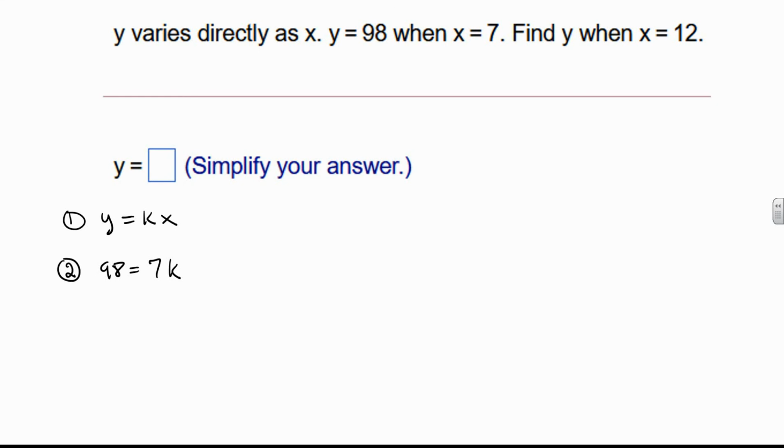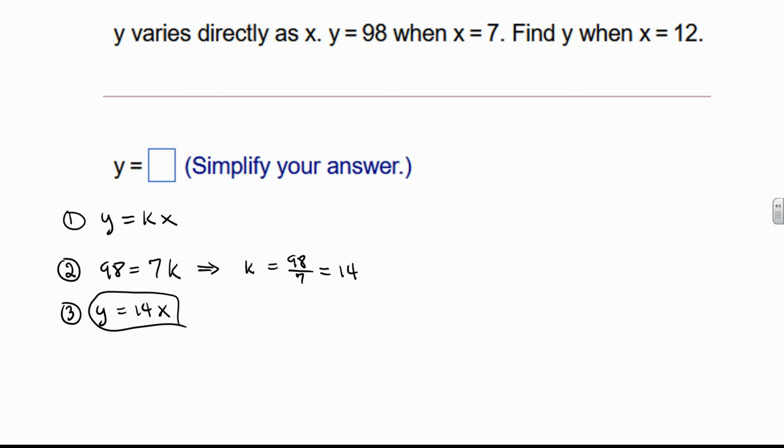So now, from this step, we want to solve for K. So here I get K is equal to 98 divided by 7. What is that, 14? So step number 3, I have y is equal to 14 times x.